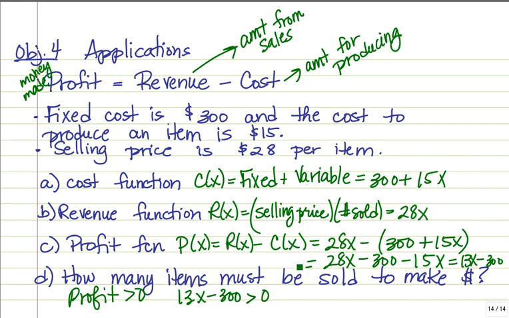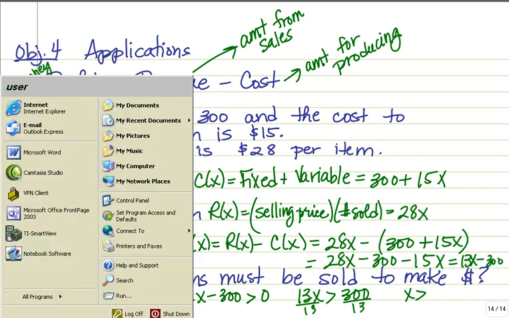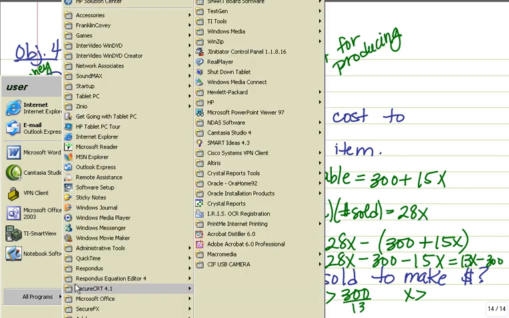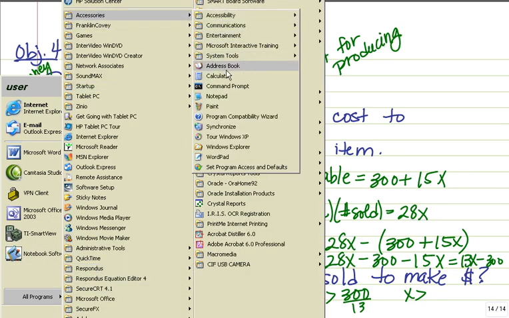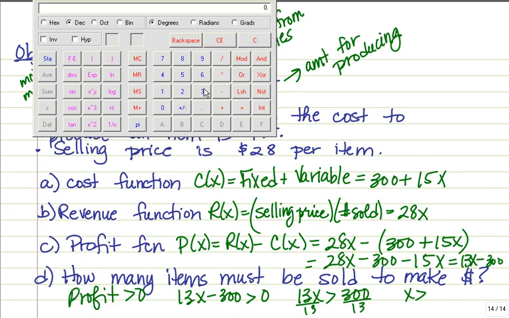Well, we talked about inequalities before, right? We would just solve that by isolating. If we add the 300 and then divide by 13, what is 300 divided by 13? And if we take out our handy dandy calculator, which I don't have on me right this minute, so let me pull up the one online for just a minute. 300 divided by 13 is 23.1.